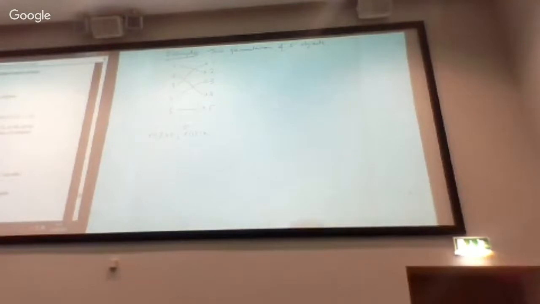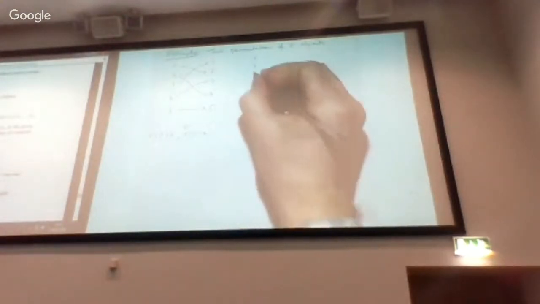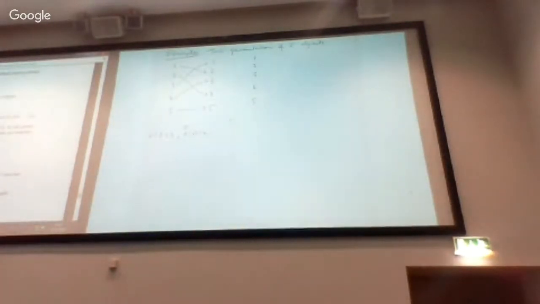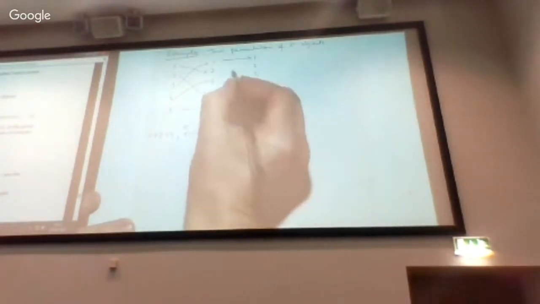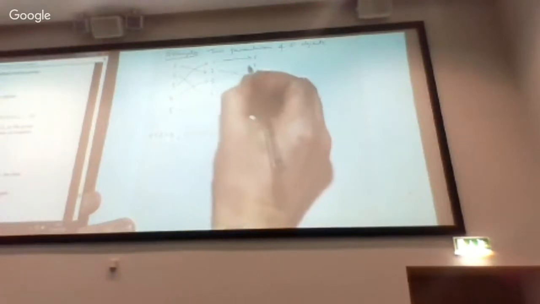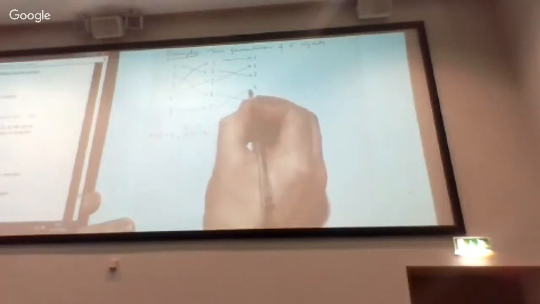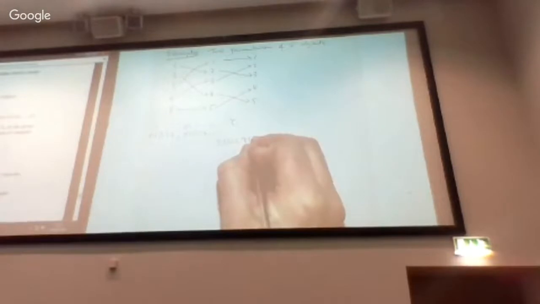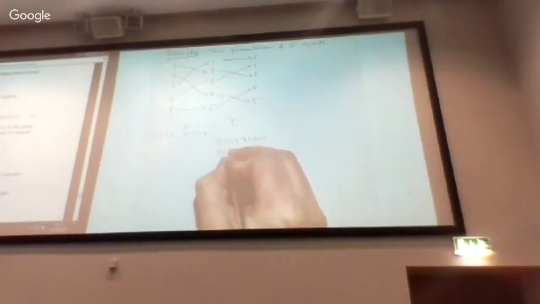Let's look at a second one. I'll label my second one as tau, Greek letter tau. And tau is going to send 1 to 1, 2 to 3, 3 to 2, 4 to 5, and 5 to 4. So tau is the second one. Tau of 1 equals 1, tau of 2 equals 3, tau of 3 equals 2, and so on. Its arguments and values are as indicated there in the mapping diagram. So those are a couple of examples of individual permutations.